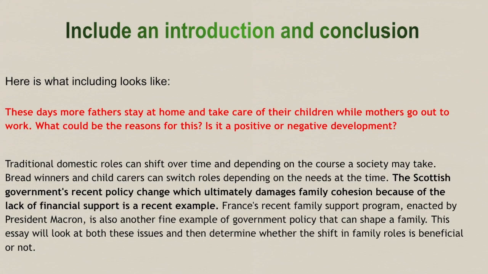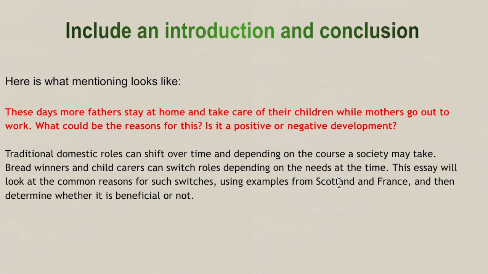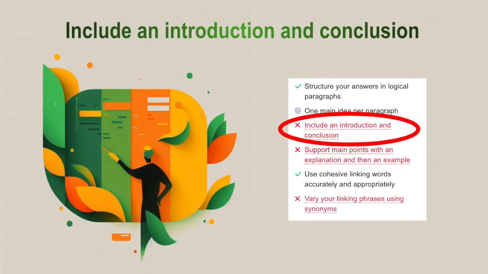So just as a summary, this is what including the example looks like, and here's what mentioning it very briefly looks like. And here you might even say using examples from, I don't know, Edinburgh City Council, or from Cambridge University, or from a recent survey in the UK. That's all. We just give a very brief mention of it. So that's one way that we can address this issue.